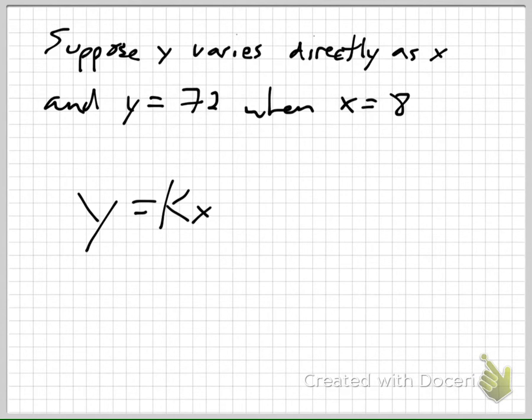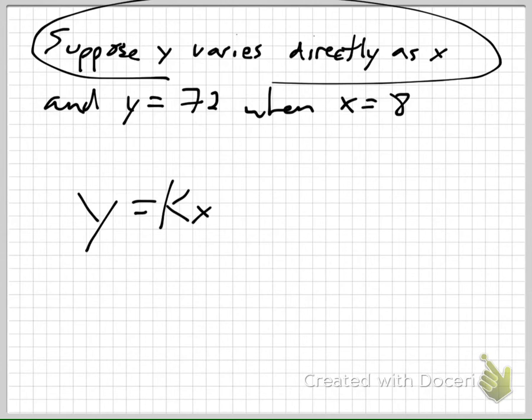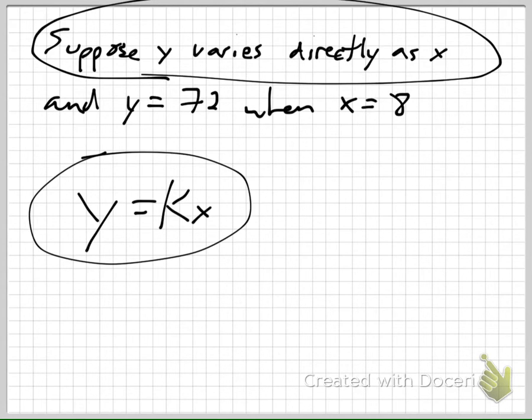Okay, so here's the deal. This is what you're supposed to do with this. They've told you, and it's so important you get these words, because on your test I give these words. I say, suppose that y varies directly with x. As soon as you see that, what do you know you're going to need to use? The direct variation equation, which is y equals kx. You just need to know that.